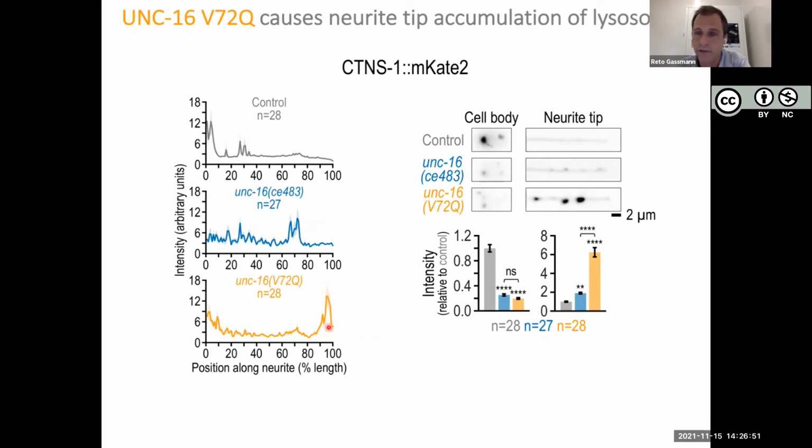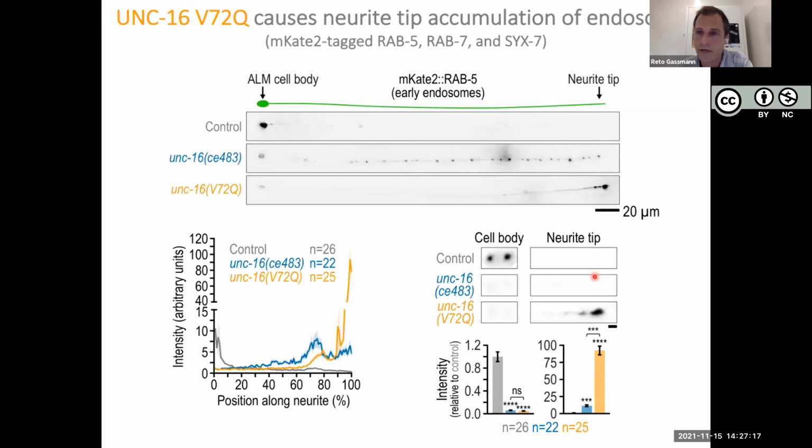To illustrate this further, we can zoom in to the cell body or the neurite tip. You can see in both the knockout and the point mutation, the cell body signal is decreased, but only the point mutation results in this increase of signal at the neurite tip. This is also obvious from the quantifications of the signal. And this is not just the case for lysosomes. We also looked at early endosomes, with RAB-5 as a marker, late endosomes, with RAB-7 as a marker, and RME-1, which labels early recycling endosomes. In all cases, we saw that in the point mutation, you have a massive accumulation of signal at the neurite tip.